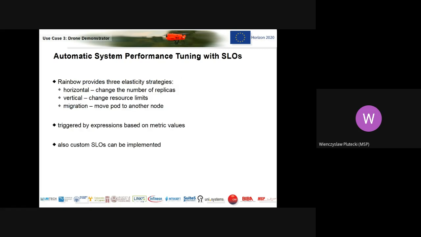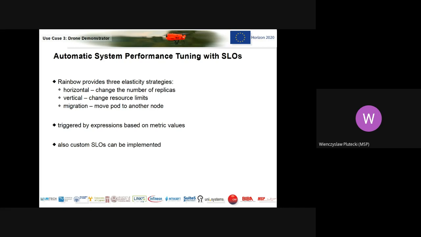To sum it up, Rainbow provides three elasticity strategies. The horizontal strategy allows us to change the number of replicas of a given service. The vertical strategy allows us to change the number of CPUs or the amount of RAM. And we have a migration strategy, so we can move the instances to different nodes. And these actions are triggered by expressions that we can define using metric values.